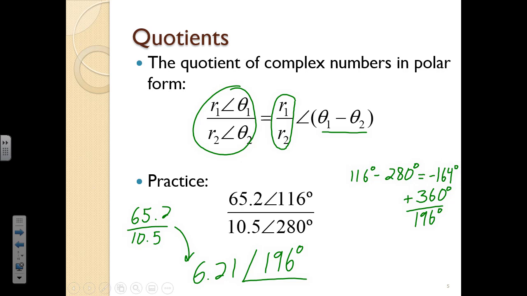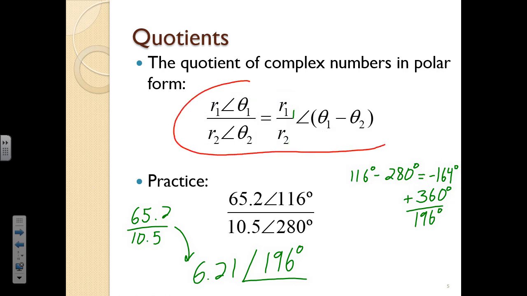So just like that, we've met two of our goals. We know how to multiply numbers that are in polar form. We already knew how to multiply them when they're in rectangular form, and now we know how to divide numbers that are in polar form. Make sure you know this relationship.